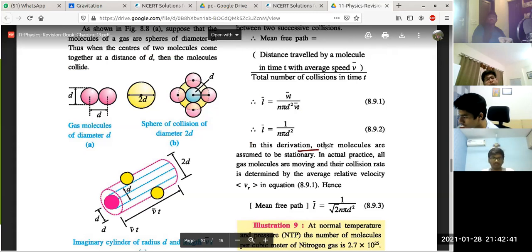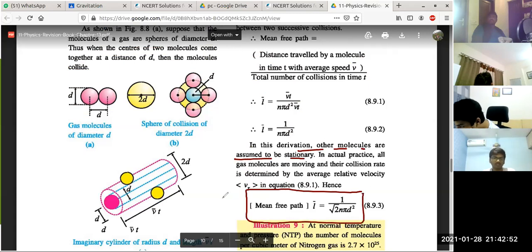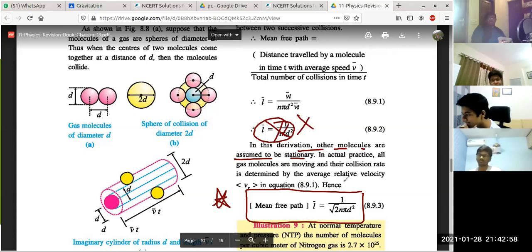In this derivation, other molecules are assumed to be stationary, but if you don't assume that and consider that they are also moving, then this is the formula for mean free path. Just an extra √2 comes in the denominator. So remember this formula, not that one, sorry: 1/√2 pi d square. Okay, that's it.